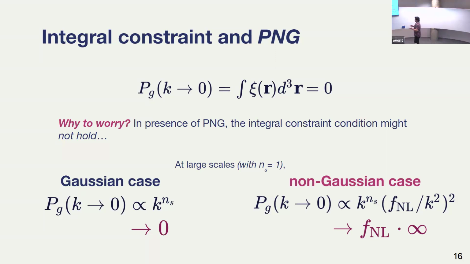Why is this integral constraint condition important? Basically, because in the presence of primordial non-Gaussianity, this integral constraint condition might not hold. For example, here you have the power spectrum at large scales where you have n_s equal to 1, and you can see that if you go to 0, the matter power spectrum will just go to 0. But in the non-Gaussian case, you have this extra 1/k² dependence, which will essentially drive you to a divergence at large scales for the galaxy power spectrum.